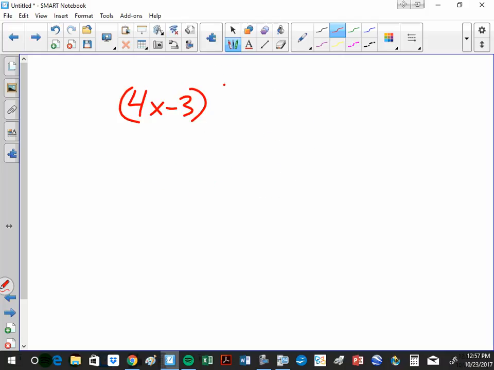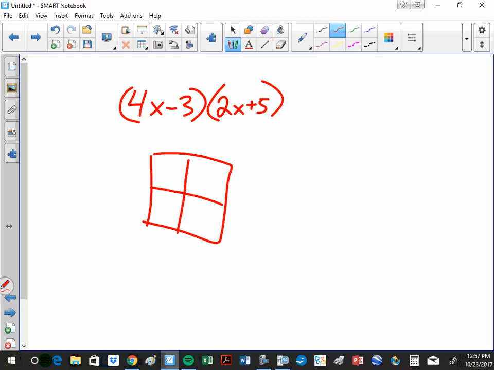All right, what about 4x minus 3 times 2x plus 5? I multiply these in the box. I draw a 2 by 2 box, 4x minus 3 and 2x plus 5, and then I just fill in every box using multiplication and then simplify when I'm done. 2x times 4x is 8x squared. 2x times 3 is negative 6x. 4x times 5 is 20x. And 5 times negative 3 is negative 15.